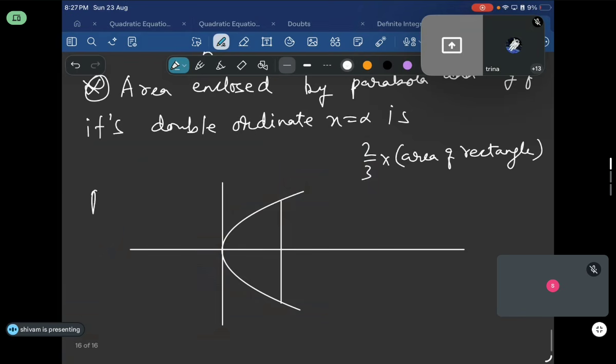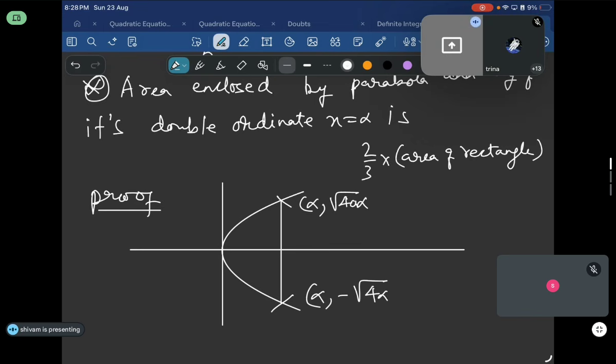And let us see the proof. Length is 4a, you are correct. For y square equal to 4ax, the latus rectum length is 4a. The coordinates of this point is alpha comma root over 4 alpha, right? Tell me everyone. And what is the coordinates of this point? Minus alpha comma minus root over 4 alpha.